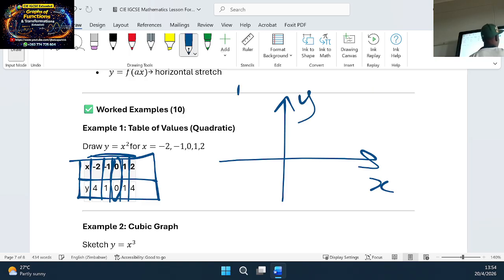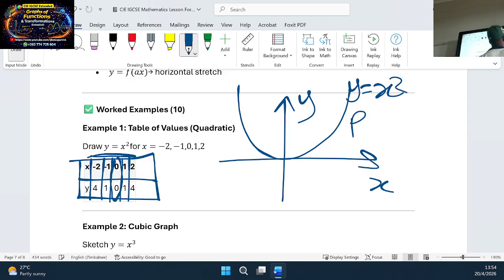That's x, y, which gets something of this nature. That's y equals x squared. We call this graph a parabola.